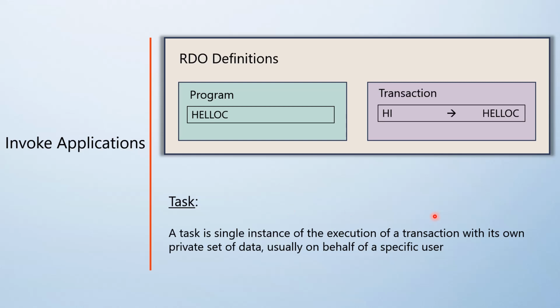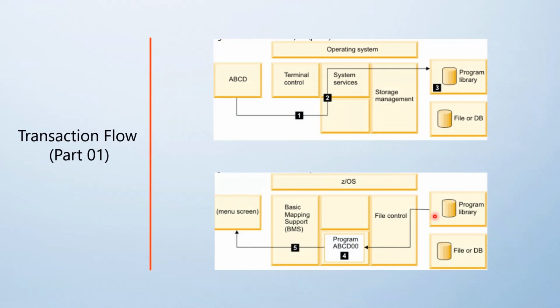So that way CICS allows you to run multiple instances of the same transaction, which is called a task. Once you invoke a transaction, this is the flow of a transaction. In this example, he's trying to show someone on a terminal, a user, who has triggered a transaction called ABCD. Once the user triggers the ABCD transaction, terminal control comes into the picture.